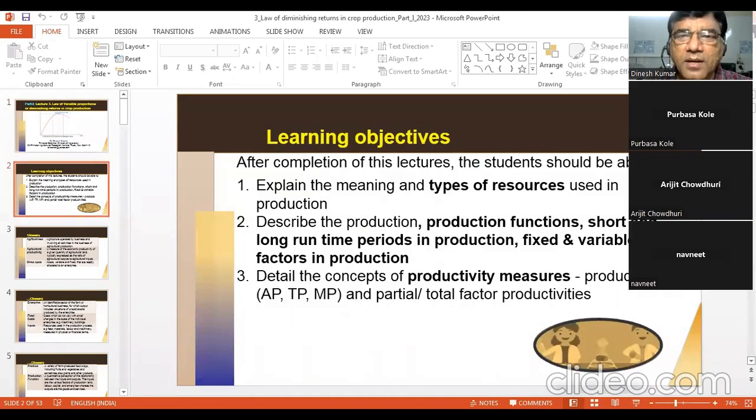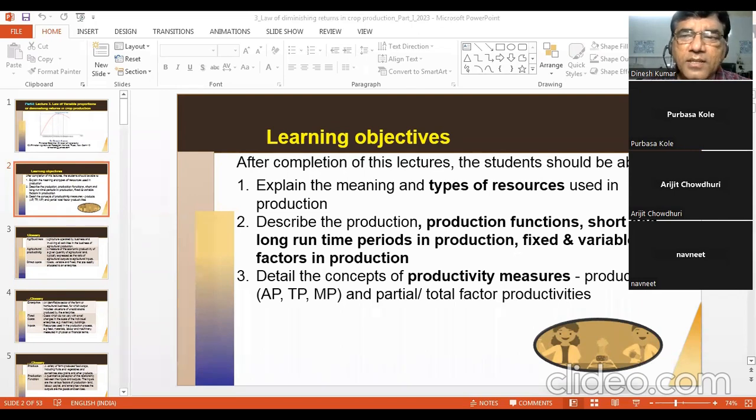Today we will learn some background of the law of diminishing return. So this lecture is giving you some background, some terminology, and some aspects which are related to the law of diminishing return. First we will see what are the different types of resources that are used in the production process. And then we will describe what is production and what are different production functions. Production functions are the relationship between input and output. And this will vary depending upon the nature of the demand and supply. And it will vary in short run and long run. The relationship of different production functions will vary in short run and long run.